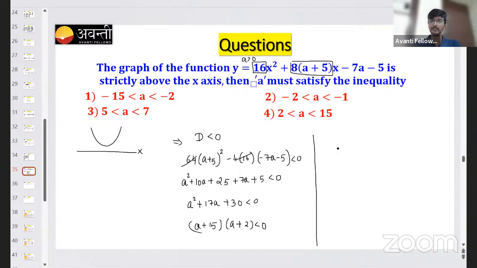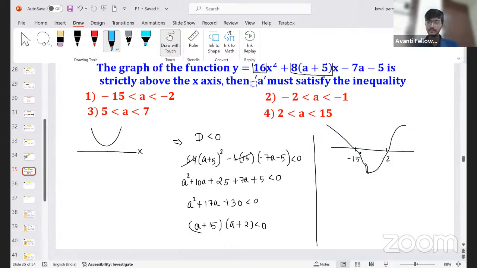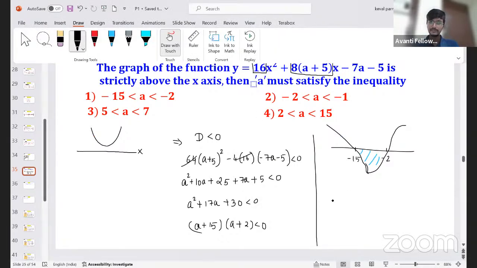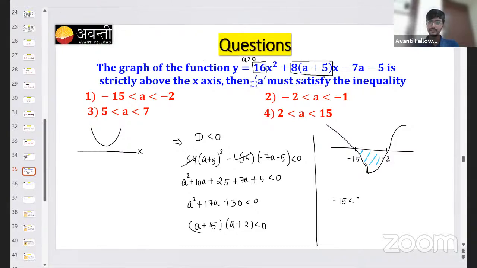So if we do wavy curve, less than 0 वाला चाहिए. So this is minus 15. This is minus 2. Wavy curve में less than 0 वाला एरिया कौन सा आया? This one. This one means a lies between minus 15 and minus 2. What is the option? First one. It is option A. Got it?